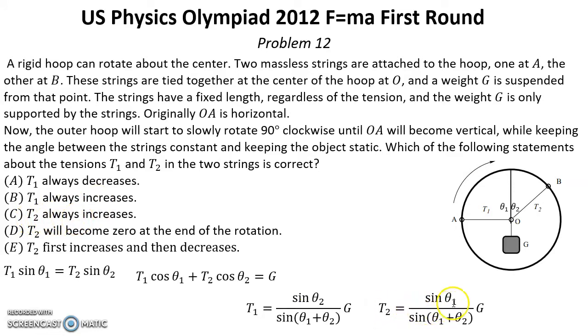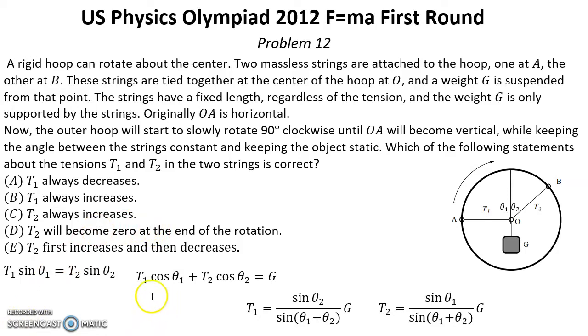It's always decreasing. And T2 will become 0 at the end of the rotation. That's true. At the end of rotation, sine θ1 equals 0 and T2 equals 0. And answer E, T2 first increases, then decreases, which is not true. It's always decreasing. So the correct answer is D.